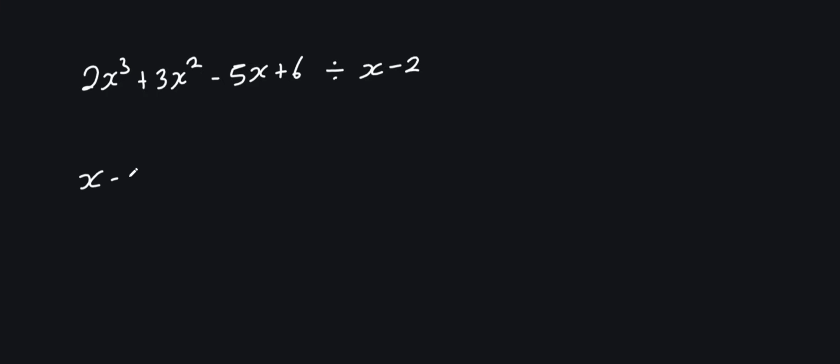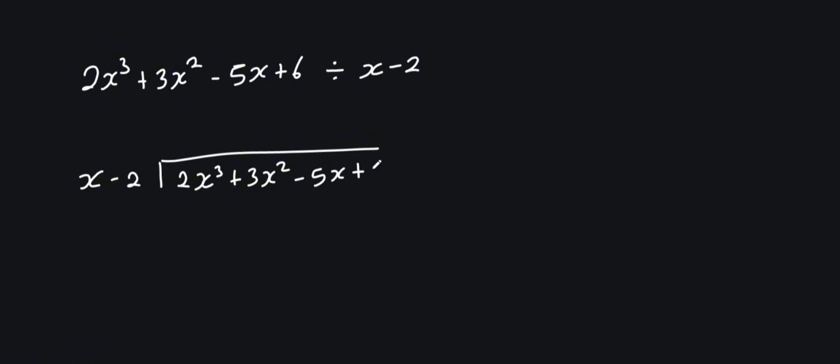Here is another question. What if we had 2x cubed plus 3x squared minus 5x plus 6? And this is divided by x minus 2. So we're going to do the exact same thing we did in the last question. x minus 2, 2x cubed plus 3x squared minus 5x plus 6.